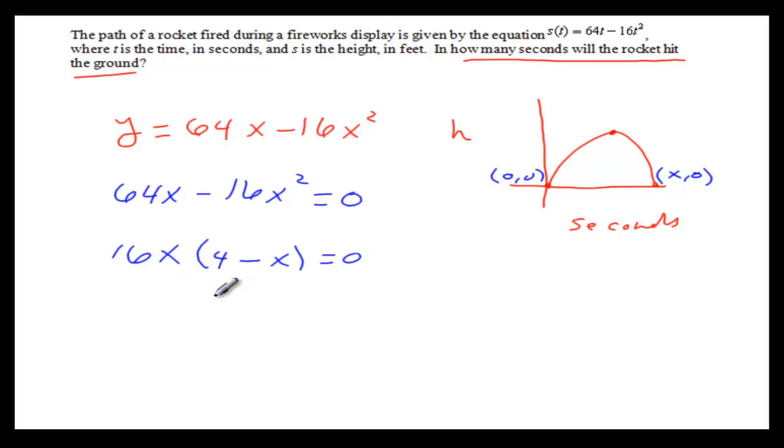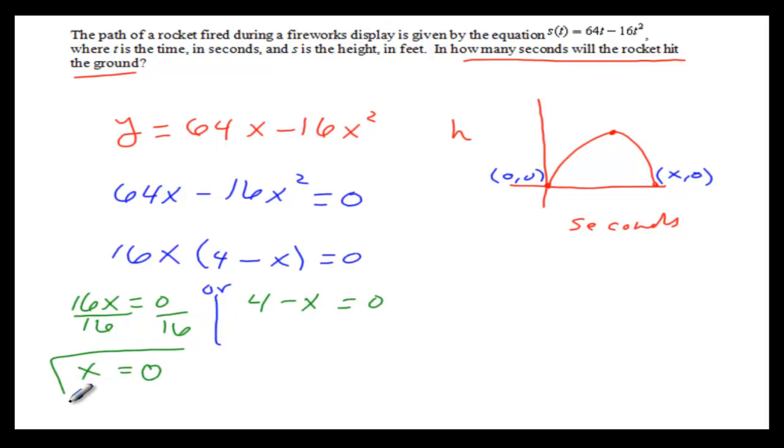Now either this one equals 0, or the parentheses equals 0. So 16x equals 0, or 4 minus x equals 0. You divide by 16, and you get x equals 0 divided by 16, which is 0. And that's exactly what we have here: x equals 0.